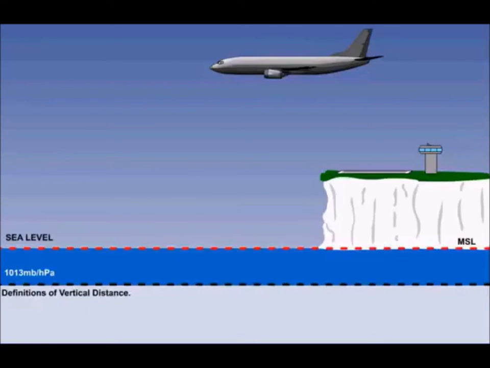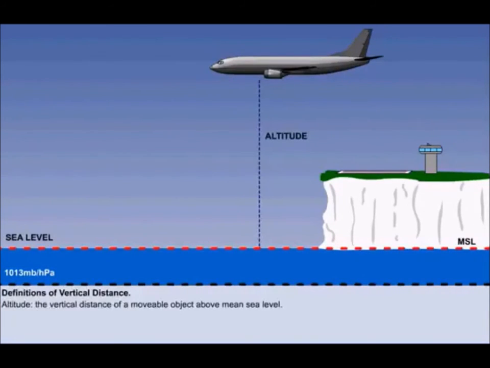First, let's start with some basic definitions so that we use the correct terminology. Altitude, when used on its own, without any qualifying prefix, such as density altitude or pressure altitude, means the vertical distance of a movable object above mean sea level. Elevation uses the same datum as altitude, but the difference is that elevation is the vertical distance of a fixed object above mean sea level. By fixed object, we normally mean the ground. Therefore, elevation in this case is referring to the vertical distance of this runway above the sea.